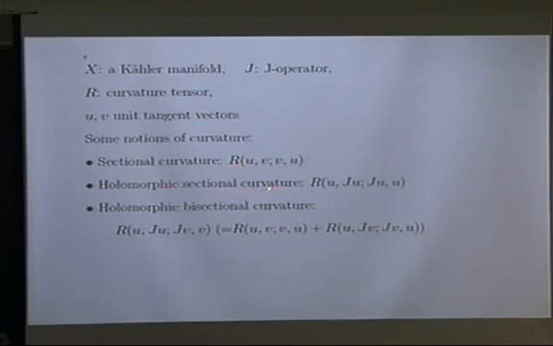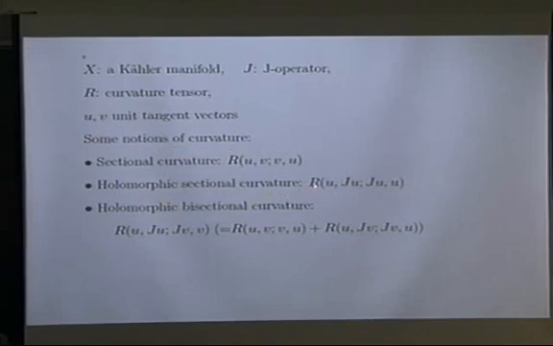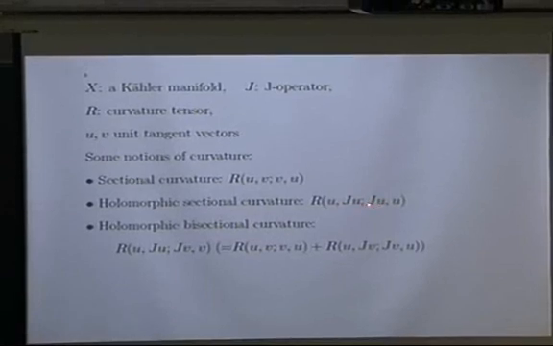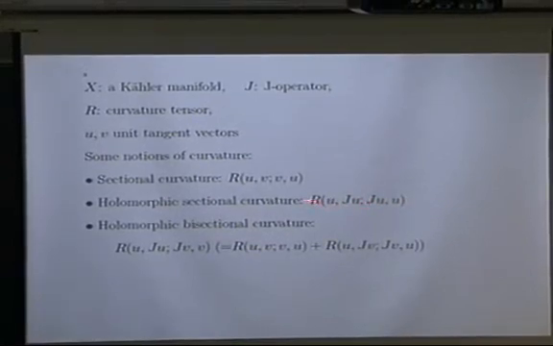The sectional curvature is the usual curvature along the plane spanned by U and V. Then you have the holomorphic sectional curvature, which is given by R(U,JU,JU,U). This is just the sectional curvature along the real 2-plane spanned by U and JU. So in particular, holomorphic sectional curvature is a sectional curvature. Then you have the holomorphic bisectional curvature, given by R(U,JU,JV,V).